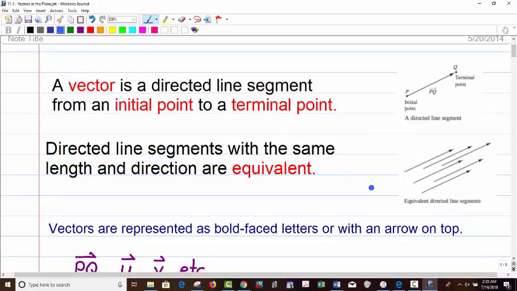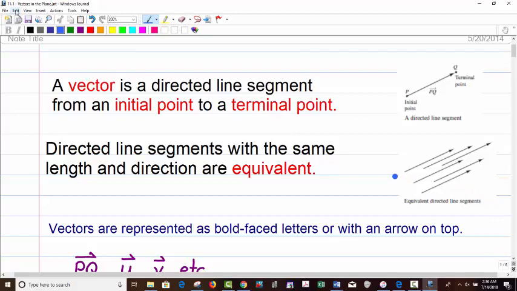Now, one thing about vectors, if they have the same length and direction, they are equivalent vectors no matter where their initial and terminal points are. Meaning, the idea of vector, we'll talk more about that, they can kind of move around, and you'll see in just a minute how that works. If they're all the same length and same direction, they are equivalent vectors. They're the same vector. They just have a different starting point and finishing point.